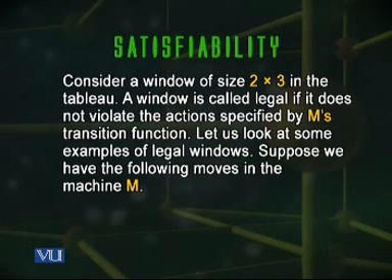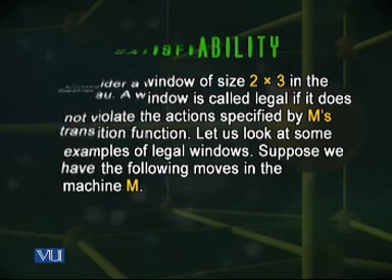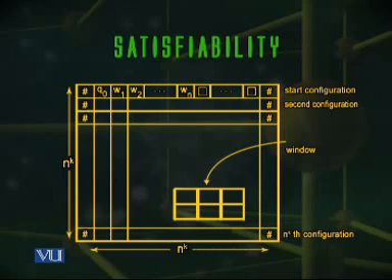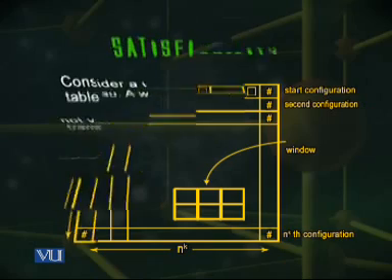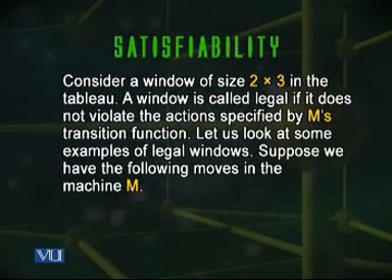Let us consider a window of size 2 by 3 in the tableau. So imagine this huge table you have, and what we want to look at is 2 rows and 3 columns. So only a window of size 2 by 3. We want to zoom in onto this tableau and just look at a small piece of it, and a 2 by 3 thing is what we would call a window. So we would only look at a 2 by 3 window.